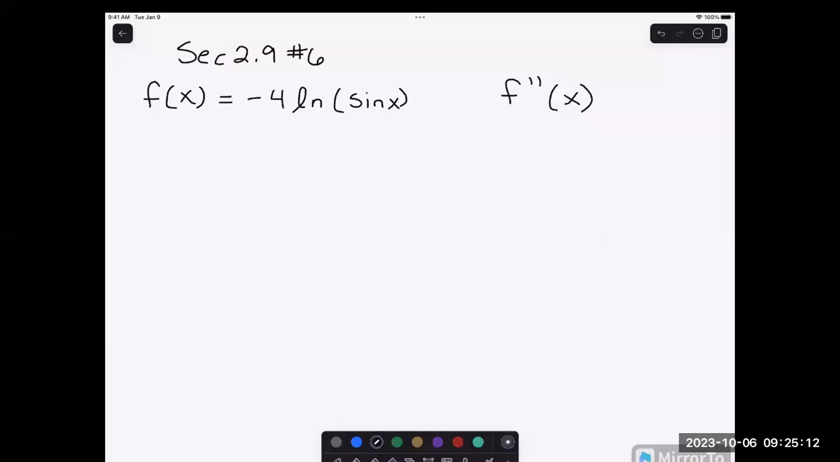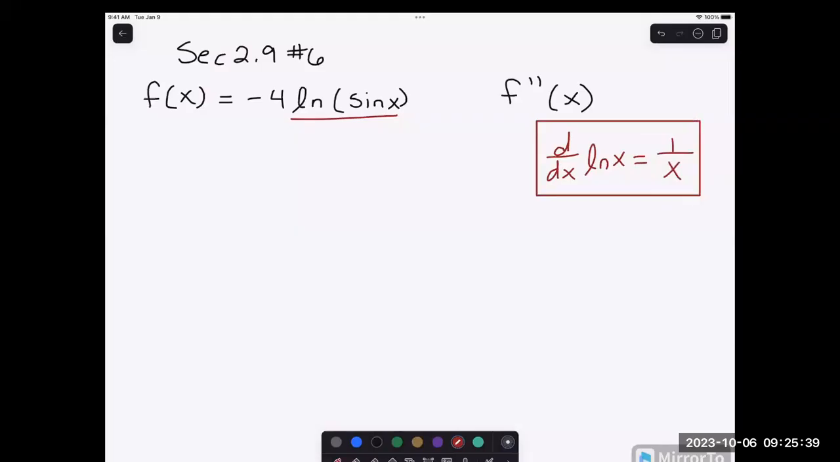And for that, you need to make sure that you're using the chain rule version of the rule for natural log. Because notice in this problem, you're finding the derivative of natural log, but it's not just the derivative of natural log of x, it's the derivative of natural log of sine of x. So here's the rule for the derivative of natural log of x.